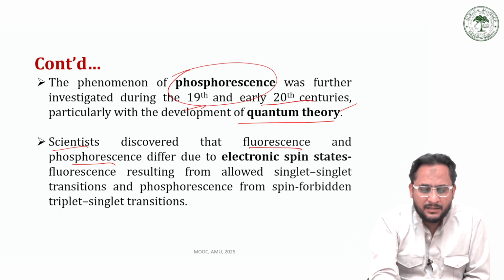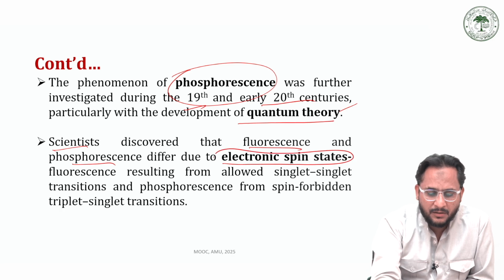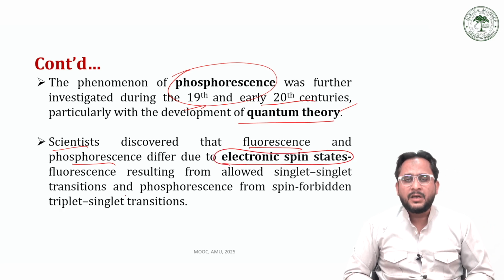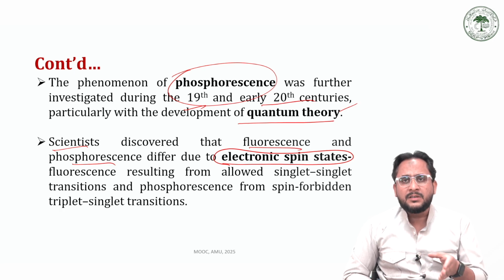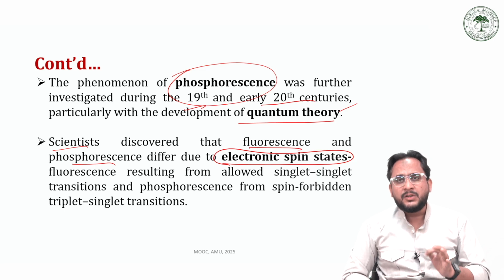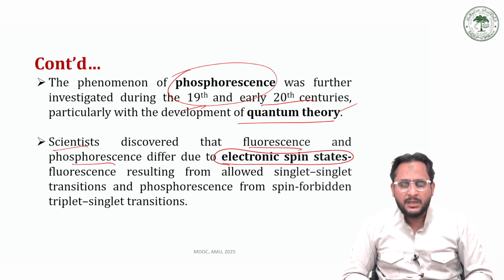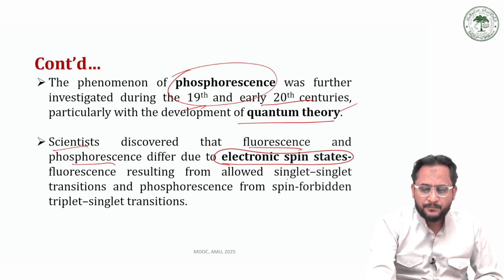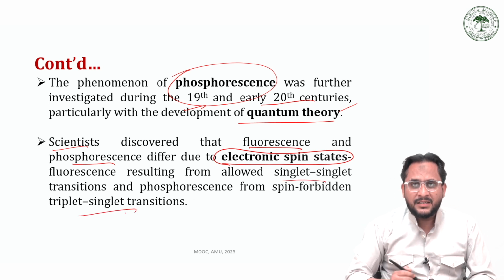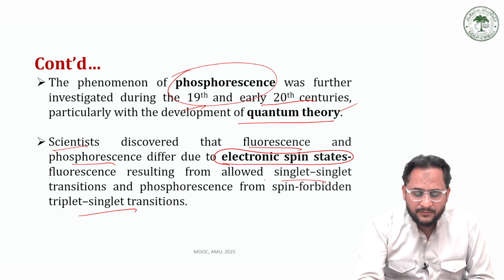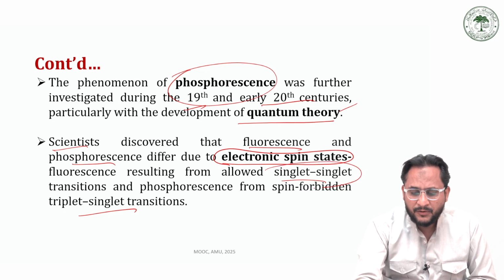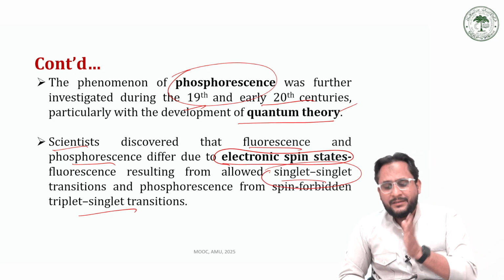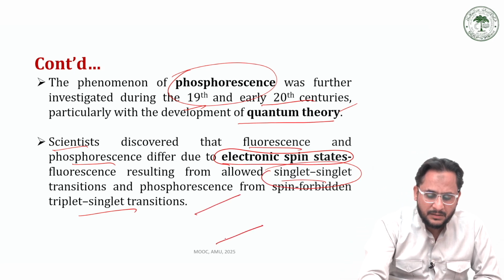Scientists later discovered that this difference is due to the electronic spin states of these two phenomena, which means that fluorescence involves one spin state while phosphorescence involves the other spin state, which I'll be showing you in the next slide. They further reported that in case of fluorescence, the transition of electrons involves a singlet to singlet transition.